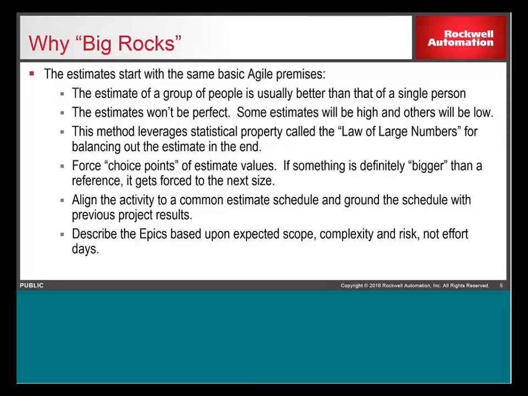Because in some cases you'll have some items that you think are very large, but they end up being not as big. And then you come across some items that you thought, oh, that's going to be really easy, and then you have a lot of discoveries that kind of take you in the wrong direction. This estimate also forces choice points of the estimates. So if something is going to be bigger than your reference size, which we'll talk about, you force it to the next size up.